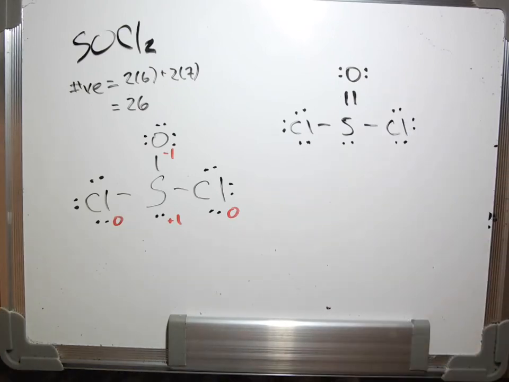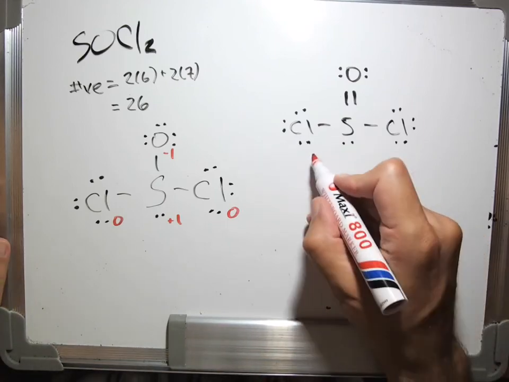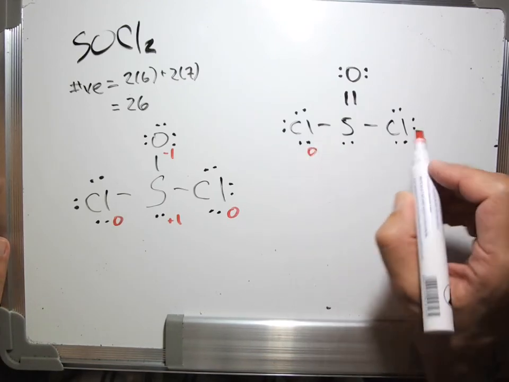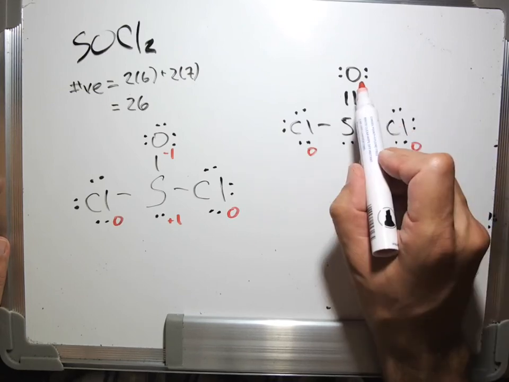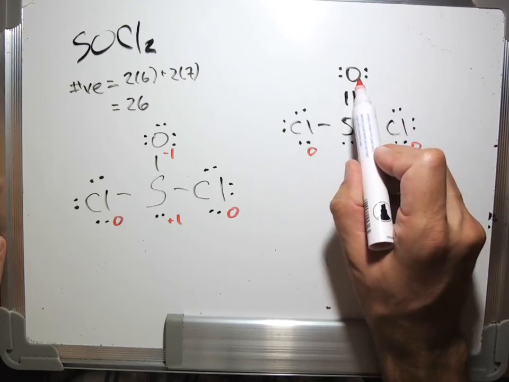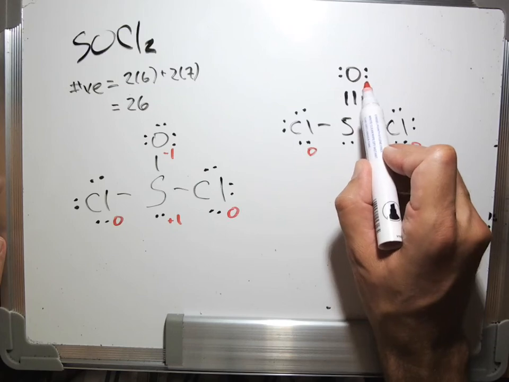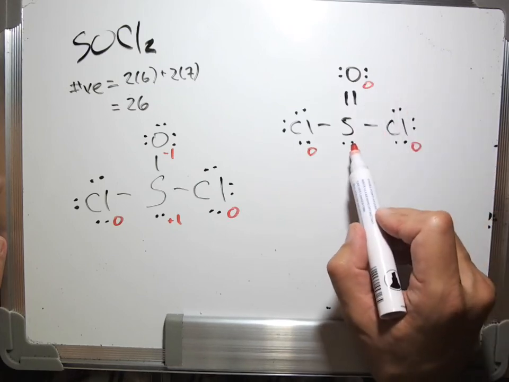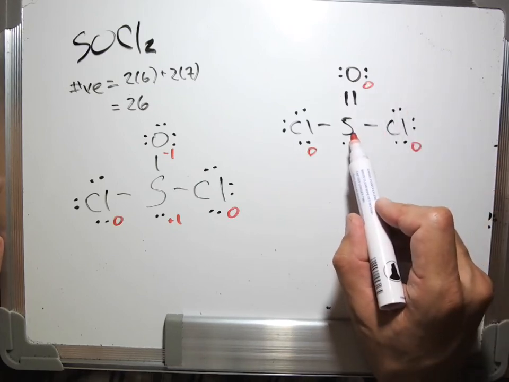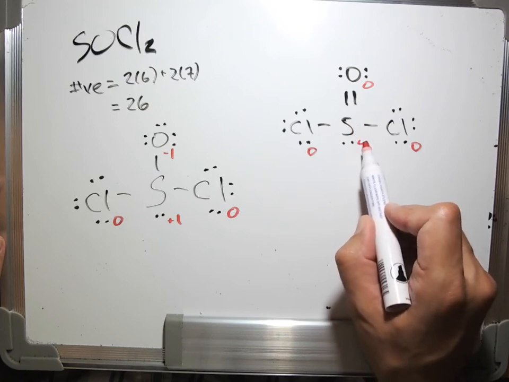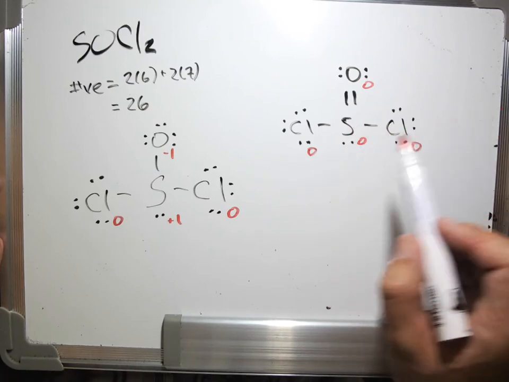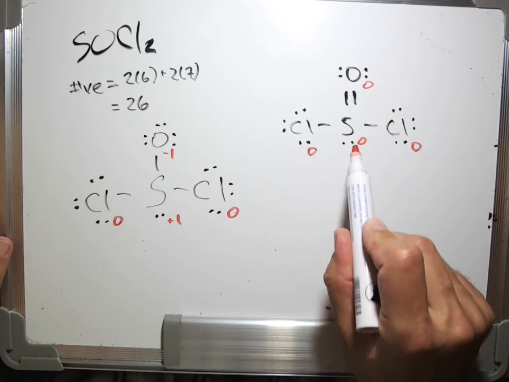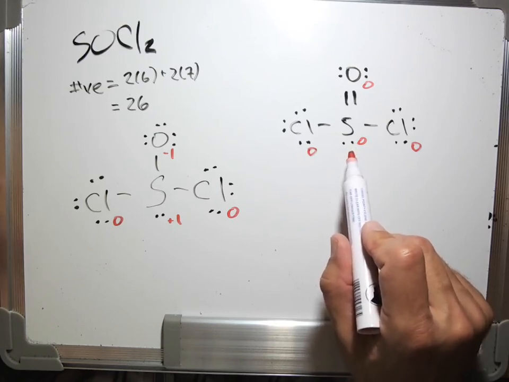If I went through and calculated the formal charges in this particular arrangement, here we're still 0, 0. This oxygen in group 6, so 6 minus the sum of 4 plus 2, that is 0. Here the same thing. 6 minus the sum of 2 plus 4, that is 0. I would consider this to be the major contributor to the resonance hybrid associated with thionyl chloride.